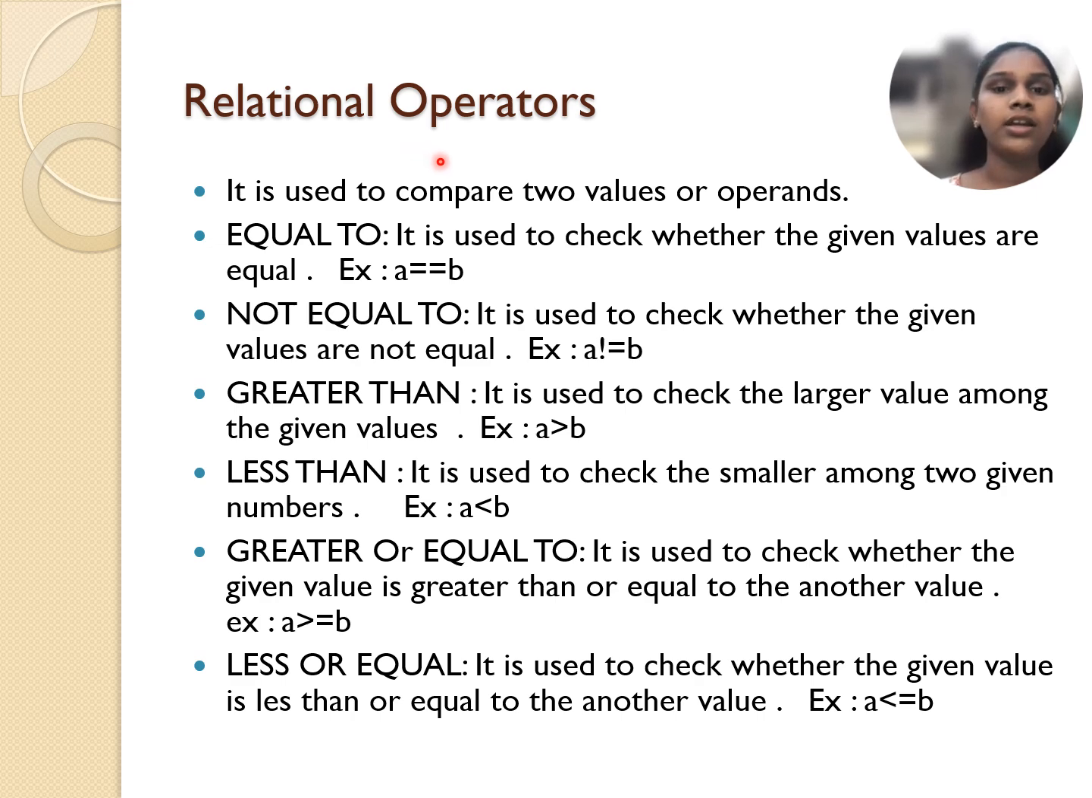Relational operators. It is used to compare two values or operands. Equal to: it is used to check whether the given values are equal. Not equals to: it is used to check whether the given values are not equal. Greater than: it is used to check the larger value among the given values. Less than: it is used to check the smaller among two given numbers.